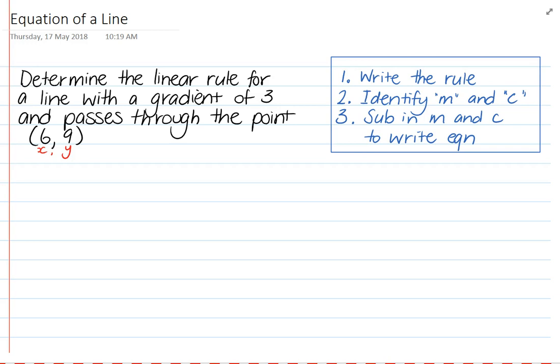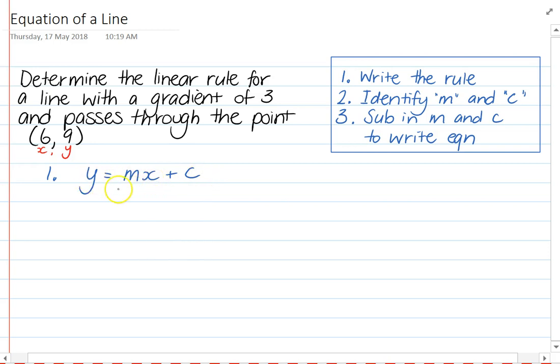So step 1, write the rule: y = mx + c. Remember, this x and y value represent any point on that straight line. That's going to come in handy soon. Step 2, identify m and c.